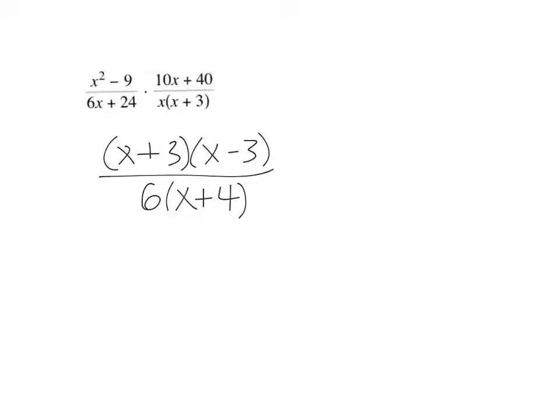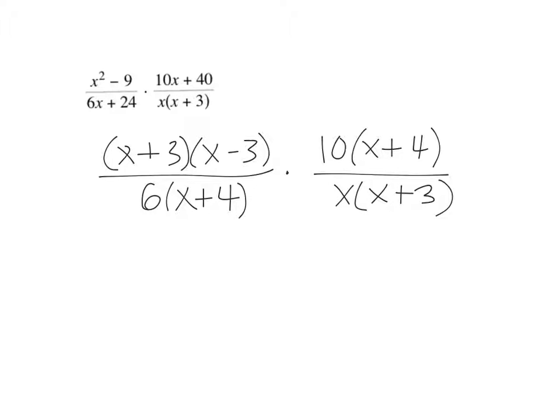X plus 4 times 10 factors out on the top, so it'll be 10 times x plus 4. And the bottom there has already been factored for us, so we don't have to do it. Don't expand it out. Now multiplying is actually much easier than adding and subtracting, because as soon as you factor, you cancel.